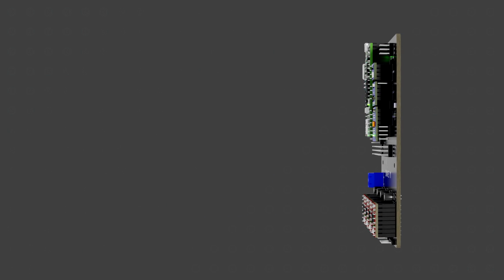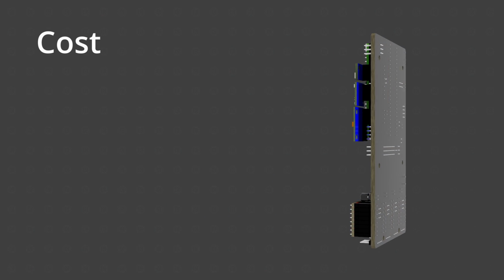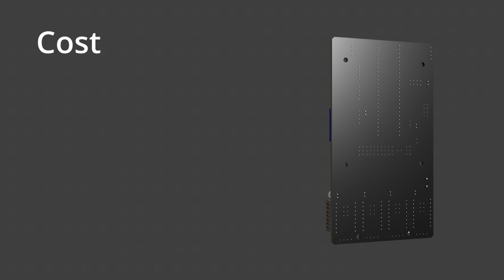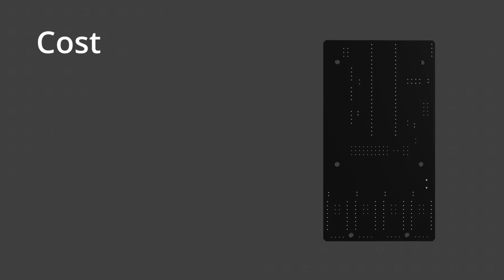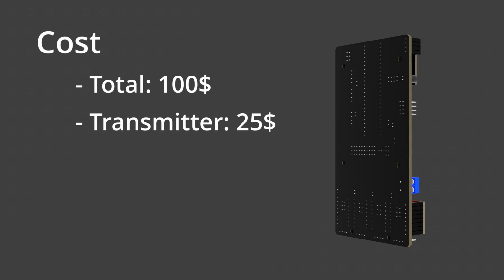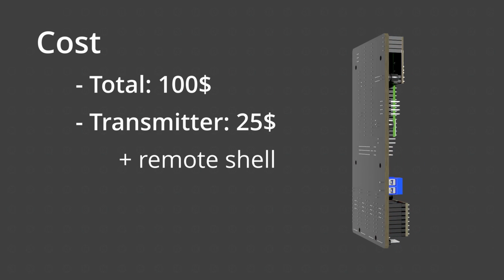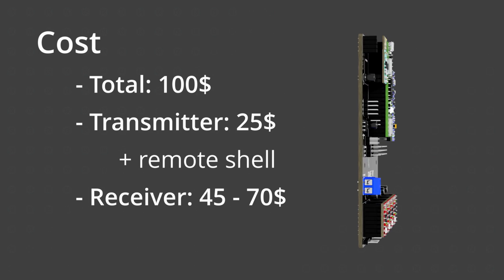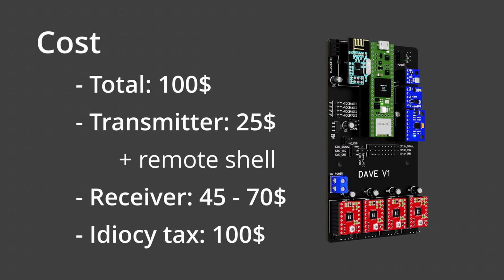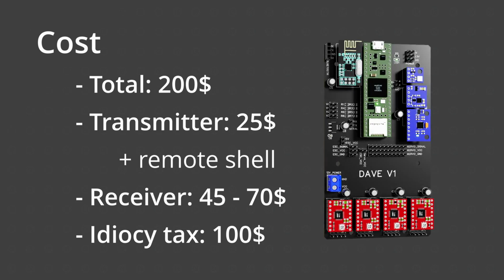Finally, I want to talk a little bit about costs. I don't want to focus on this too much, since this is a first prototype, but in total I paid around $100. That is around $25 plus a broken remote for the transmitter, and $45 to $70 for the receiver, depending on what modules are installed. This does not include the 3 broken Teensys, which would double the price.